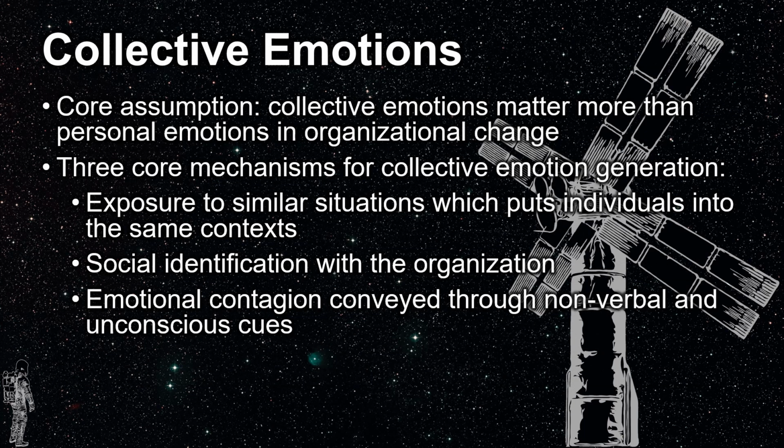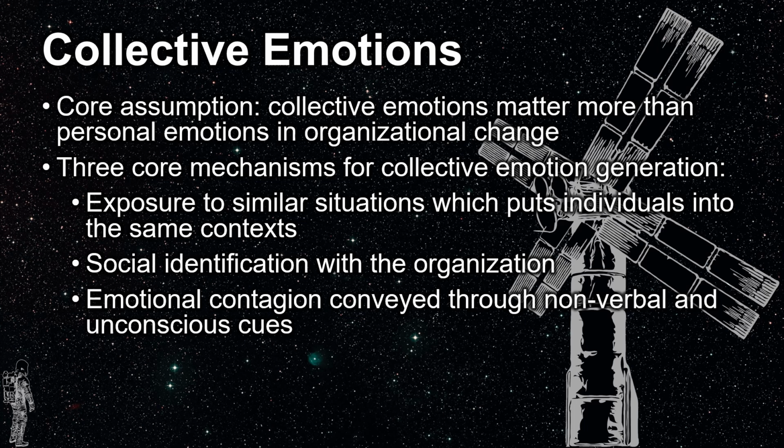Theory on emotionality has a core assumption that collective emotions, or emotions that are shared by many individuals, matter more than personal emotions in organizational change. This is due to the critical mass of groups and their ability to influence change in contrast to an individual's ability to influence change. There are three core mechanisms for collective emotion generation.